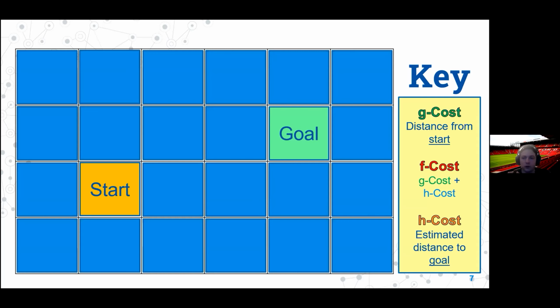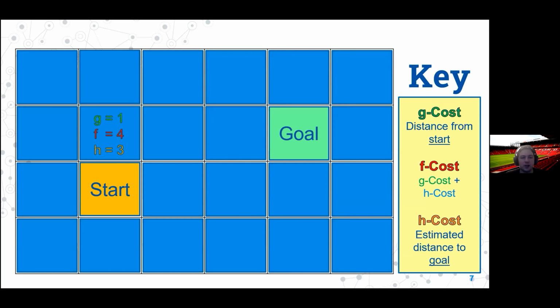So we've got something called the G cost that you can see in the key, the F cost and the H cost. The G cost is going to be how far away from the start we are. The H cost is going to be the estimated distance to our goal, and the F cost is going to be a calculation of both of those two things together.